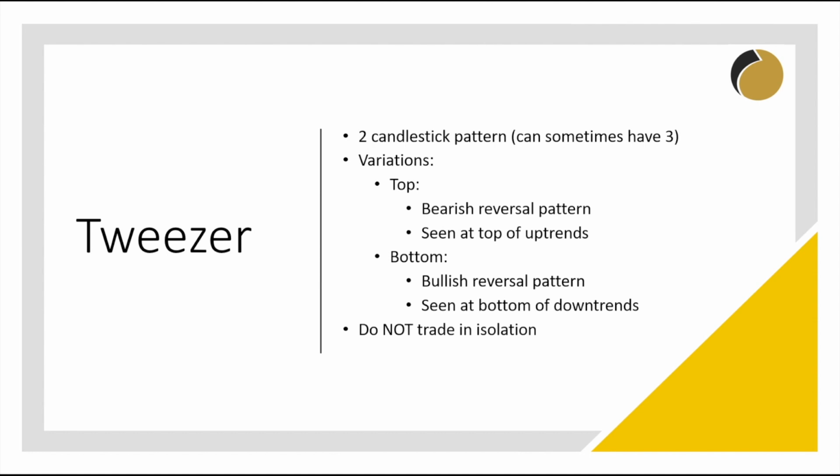So just to recap, the tweezer pattern is another two candlestick pattern. It can actually sometimes also have three, but the typical tweezer usually has two candlesticks. There's two variations, once again, the top tweezer and the bottom tweezer. And once again, do not just use it by itself. Look for other confirmation signals. As I said, tweezers are quite frequently occurring, and it can be hard to spot. So look for other confirmation signals as well, and use it in a broader context.